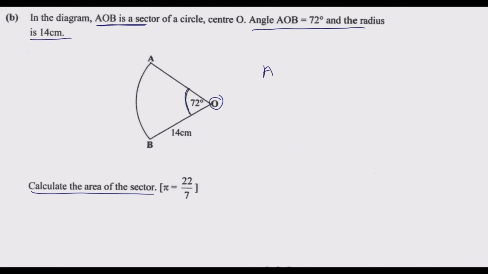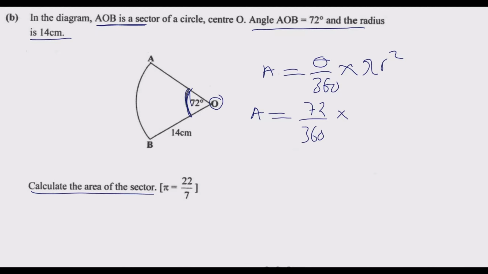So the area of a sector is given by the angle subtending that sector, which in this case is 72 over 360, then multiplied by the formula for area, which is pi r squared. Then A is equal to 72 over 360 multiplied by pi. In this case, we are told pi is 22 over 7, then multiplied by 14 squared. So what we end up with is 72 over 360, then multiplied by 22 over 7 multiplied by 14. That's what we get.